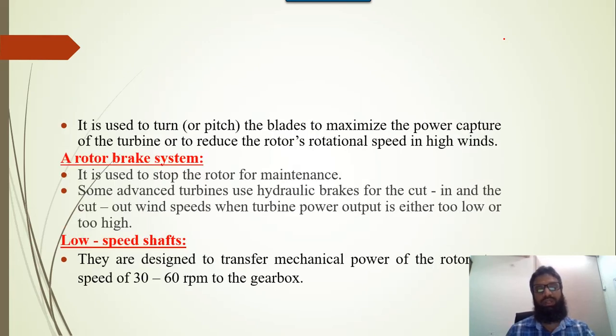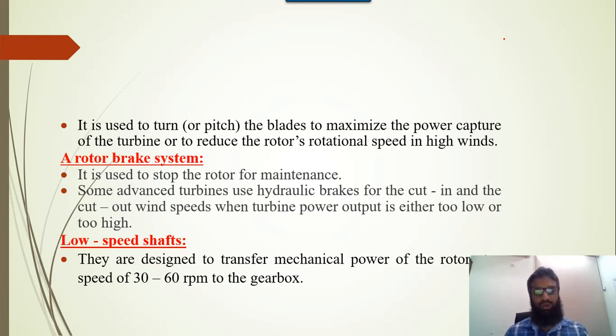It is used to turn the blades to maximize the power capture of the turbine or to reduce the rotor rotational speed in high wind. Then we have the brakes. They are used to stop the rotor for maintenance, and some advanced turbines have hydraulic brakes for the cut-in and cut-out wind speed, when the turbine power output is either too low or too high.